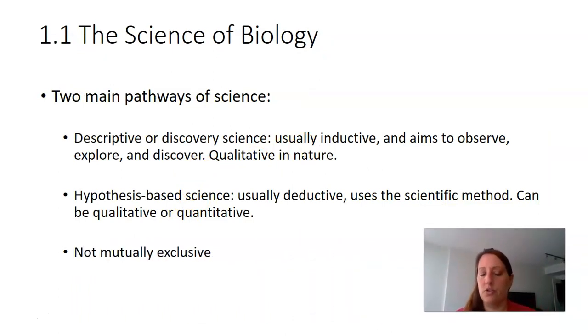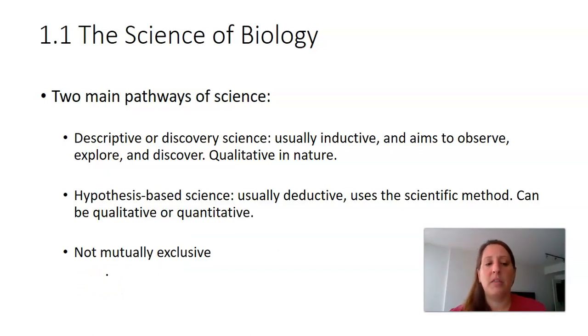Okay, next, there's two main pathways of science. Now we're going to talk about the two main types of science in a minute, but the two main pathways that scientists can choose to study. I want to make sure that before I go over each of these, even though there's two main pathways and it seems really clear and distinct, they're not mutually exclusive. So a lot of times scientists really do both of these pathways.